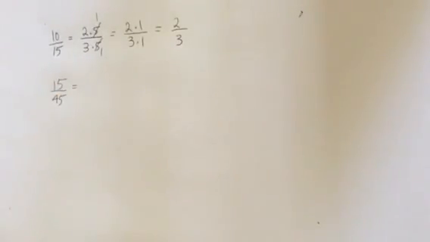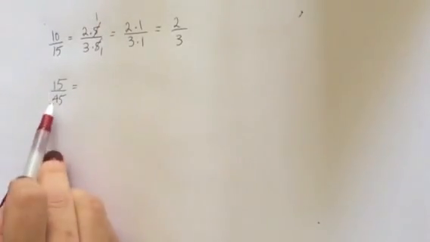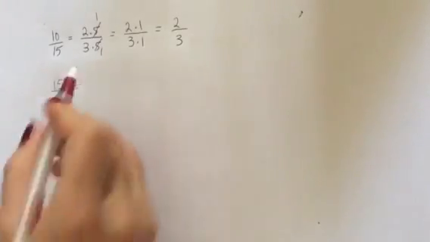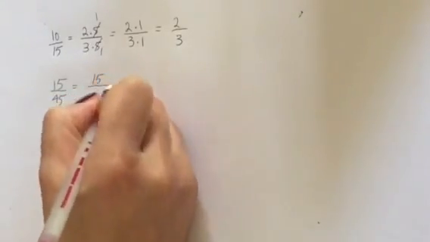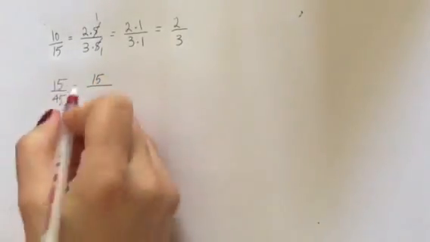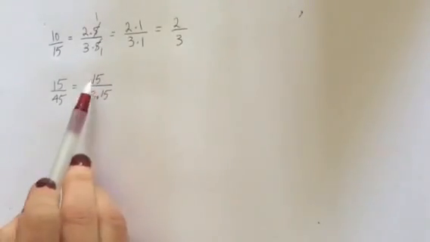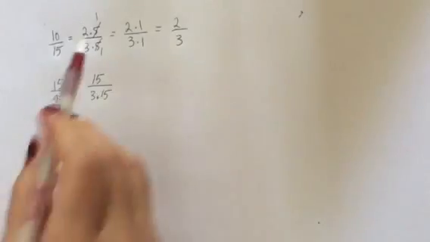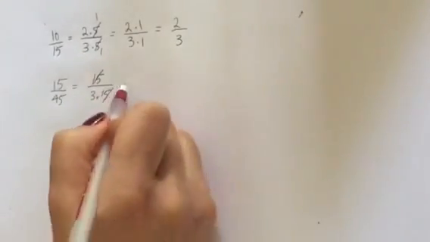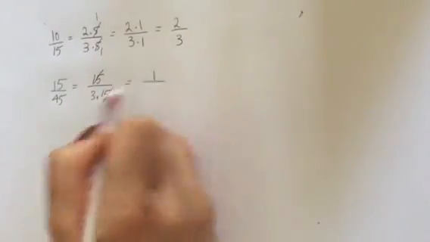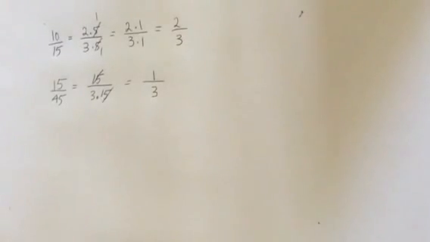For example, 15 over 45. How can I write it down in reduced form? One way is to look at this as 15, and 45 is 3 times 15. We really don't need to prime factor it because I know that 3 times 15 will give me 45, and now we'll have these two common numbers that I can simply cross out, and this 1 is left. From here, 3 is left, and we are done.